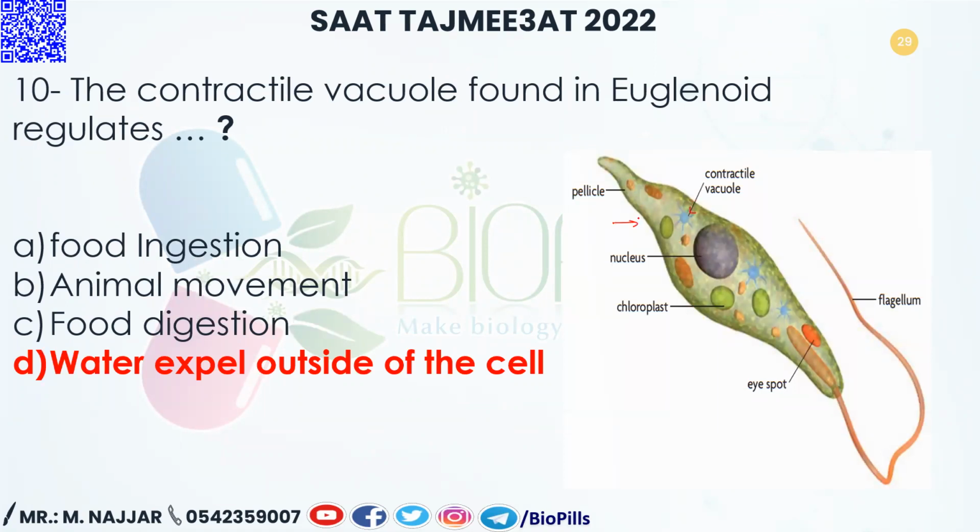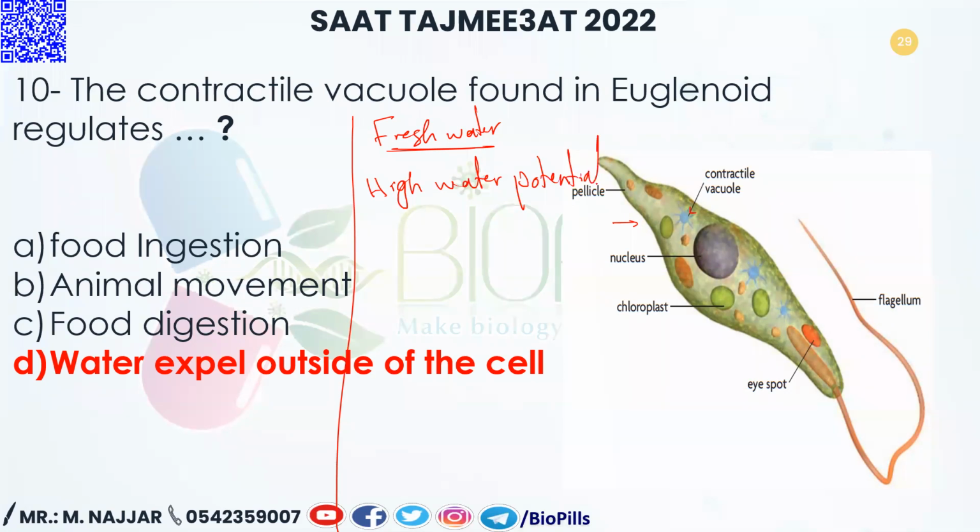Okay. And here is the contractile vacuole. And this is the euglenoid. In order to understand properly, keep in mind that the euglenoid live in fresh water. In the fresh water, for sure, there is a high water potential. And of course, inside the euglenoid, there is a lower water potential.